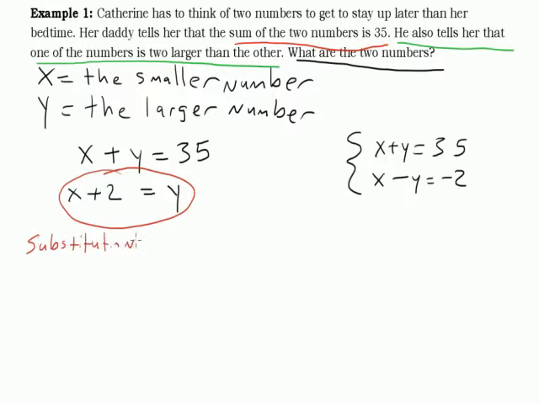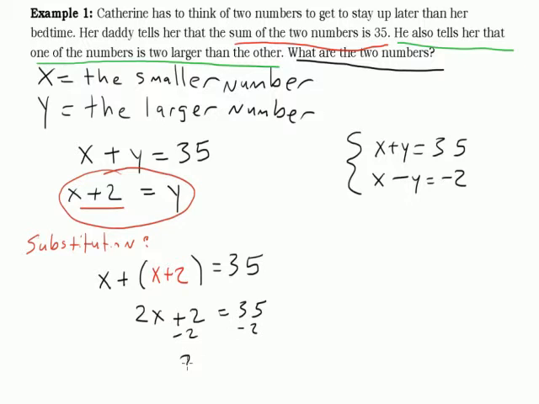So using the substitution method here, I know that y equals x plus 2 in that second equation. I'm going to take that x plus 2 and plug it in for y in the first equation. So I'll get x plus, let me make that red, x plus 2, which was y, equals, from the first equation, 35. Writing this out, we'll see that 2x plus 2 should equal 35. Subtracting 2 from both sides gives us 2x equals 33.